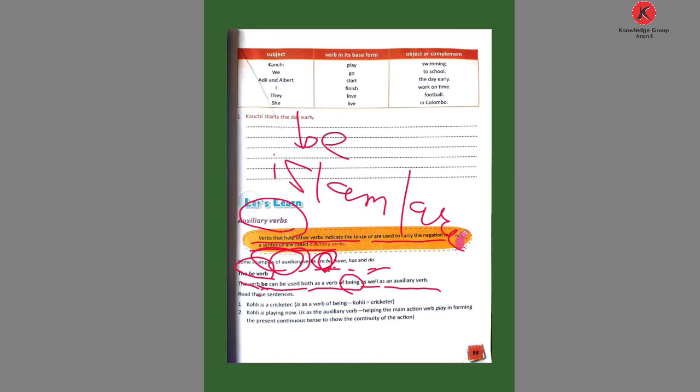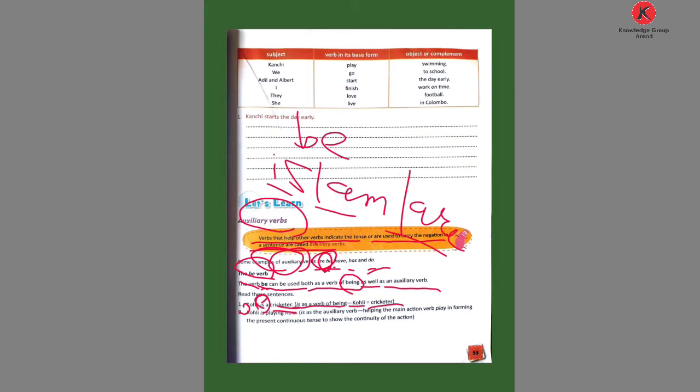Kohli is a cricketer. Here is is used as a verb of being. Who is Kohli and cricketer? Kohli is the subject, cricketer is the word. So here the to be form is used. Be verb means the to be form. I have already told you about the to be form: is, am, are and was, were.